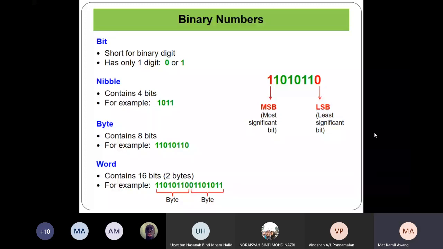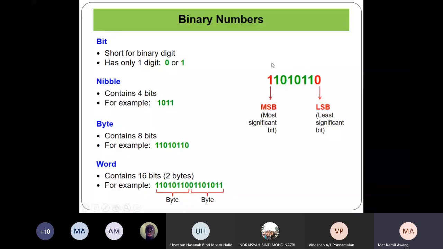And the most significant bit, you multiply by the highest weightage, to the power of what? If it's 7 bits, then you multiply by 2 to the power of 6. If it's 8 bits, to the power of 7, because you start from the power of 0. So the factor is 0, 1, 2, 3, 4, 5, 6, and 7. This is a byte.